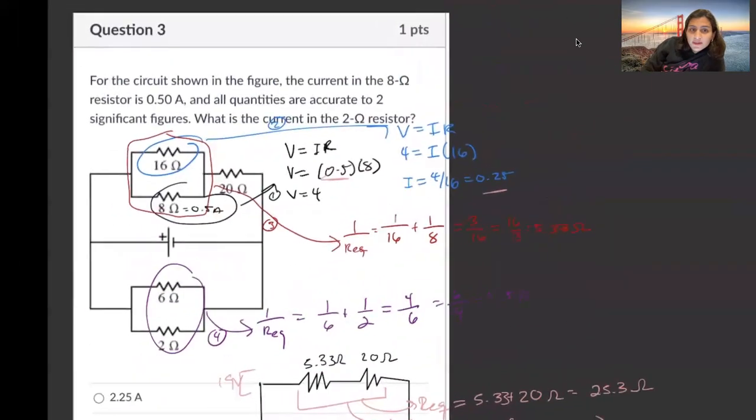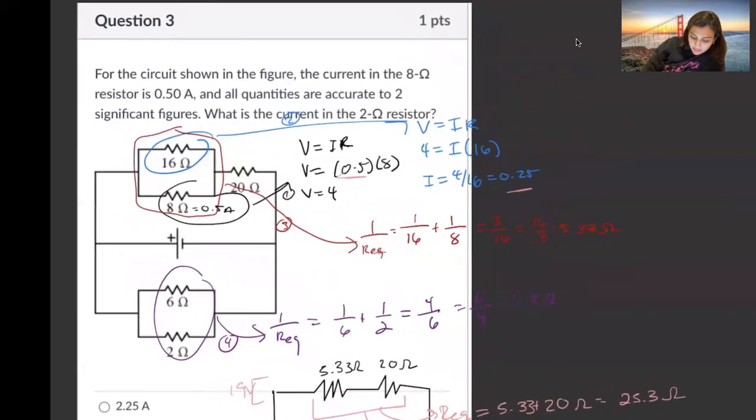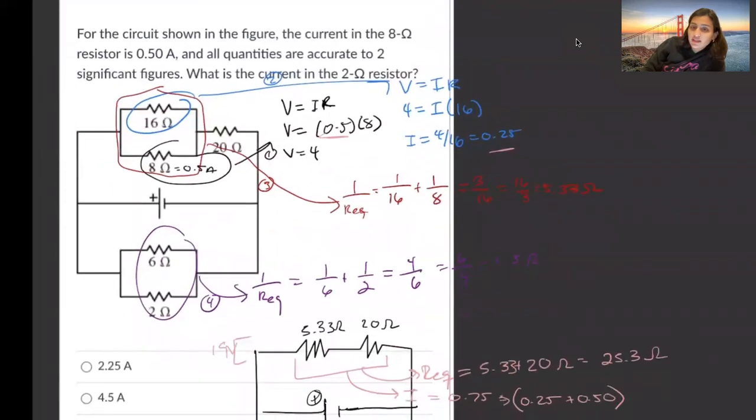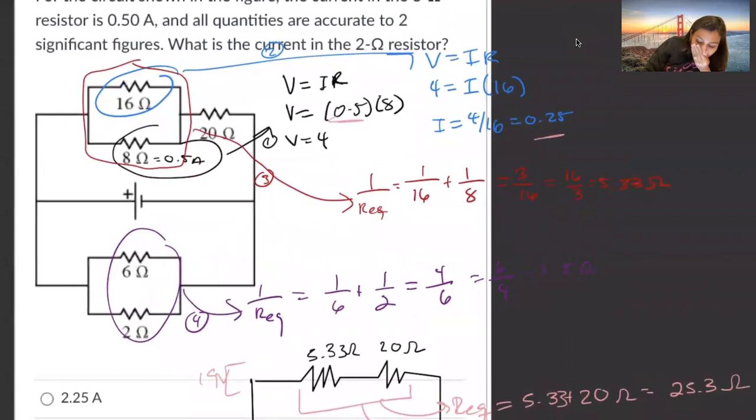So we're gonna do this problem. It looks more complicated than what it actually is. So first we start off with what's given. They tell us that the current for this 8 ohms resistor is 0.5 amps.